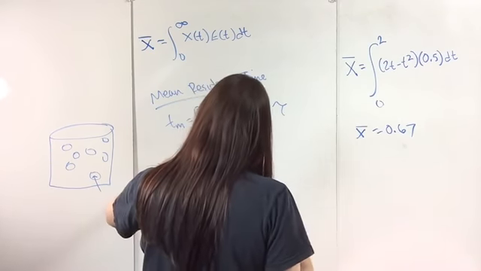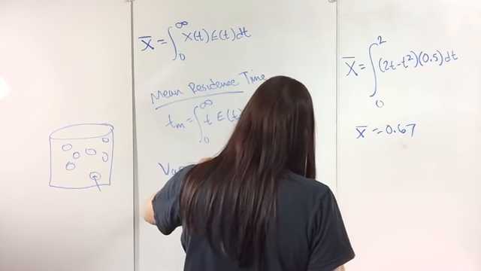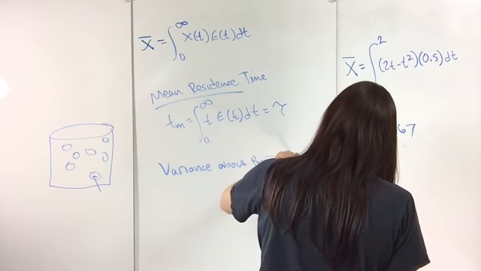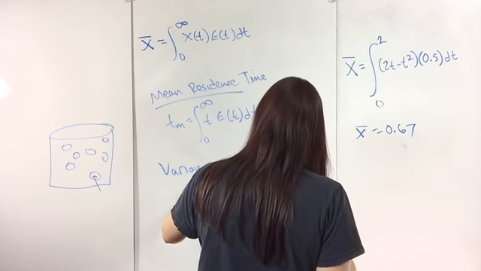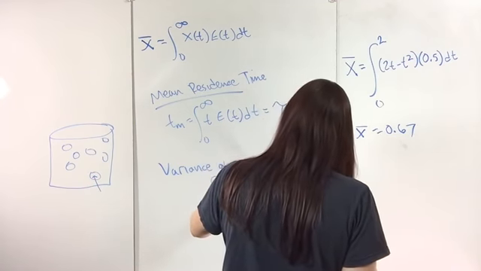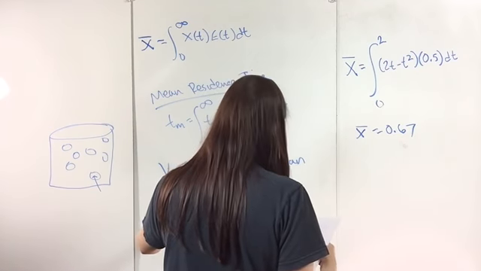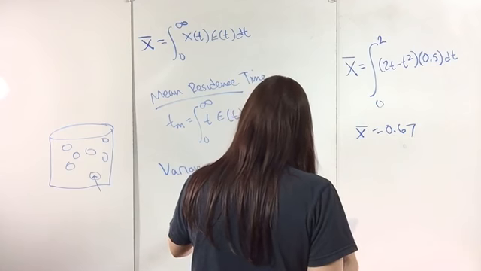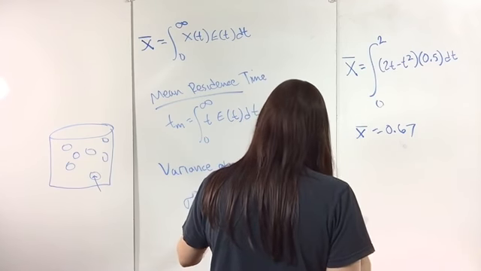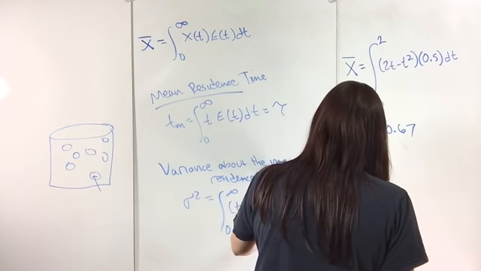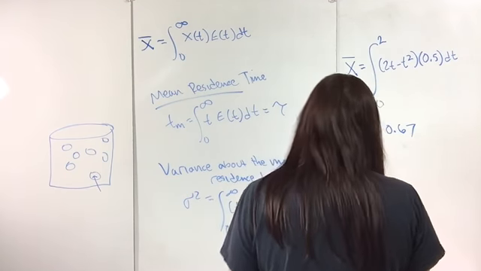So there's also the variance about the mean residence time, and that is equal to the integral from 0 to infinity of (t minus tm) squared E of t dt.